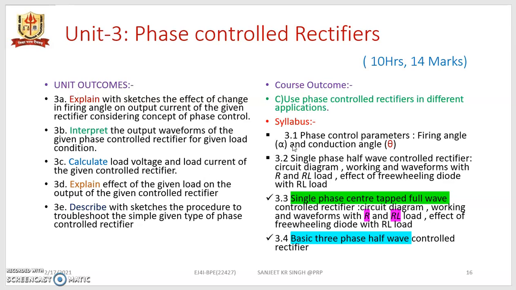In the previous presentation, we saw the phase control parameters, that is firing angle, conduction angle, extinction angle, and we also saw the single phase half wave control rectifier for R, RL and freewheeling diode types of load. In this presentation, we will see the single phase center tapped full wave control rectifier for R load, RL load, and effect of the freewheeling diode with RL load. And finally, we will see the basic three phase half wave control rectifier.